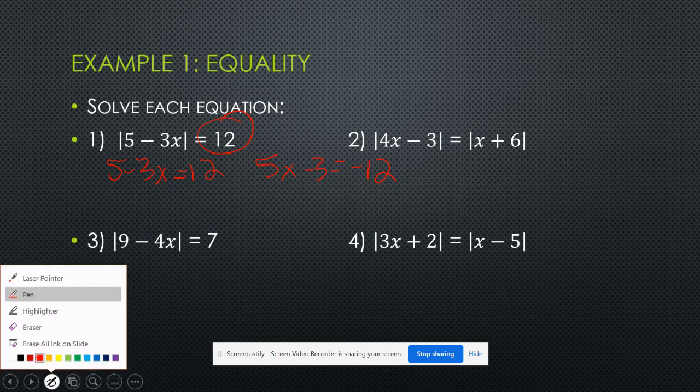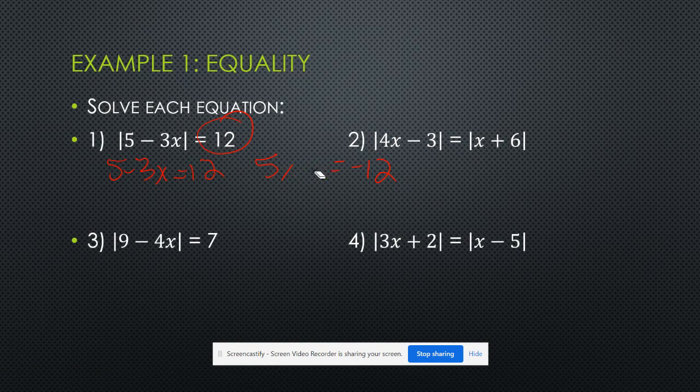Oops, I wrote this backwards, didn't I? This should be 5 minus 3x. Sorry about that. So to solve our first one, we'd subtract 5 from both sides. We have negative 3x is equal to 7. Divide by negative 3, and x is negative 7/3.